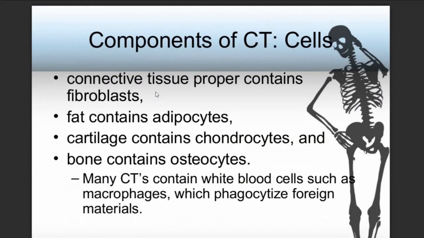Components of the connective tissue: cells. Connective tissue proper contains fibroblasts. They can produce collagen. Fat contains adipocytes, cartilage contains chondrocytes, and bone contains osteocytes. Many connective tissues contain white blood cells such as macrophages, which phagocytose foreign materials.